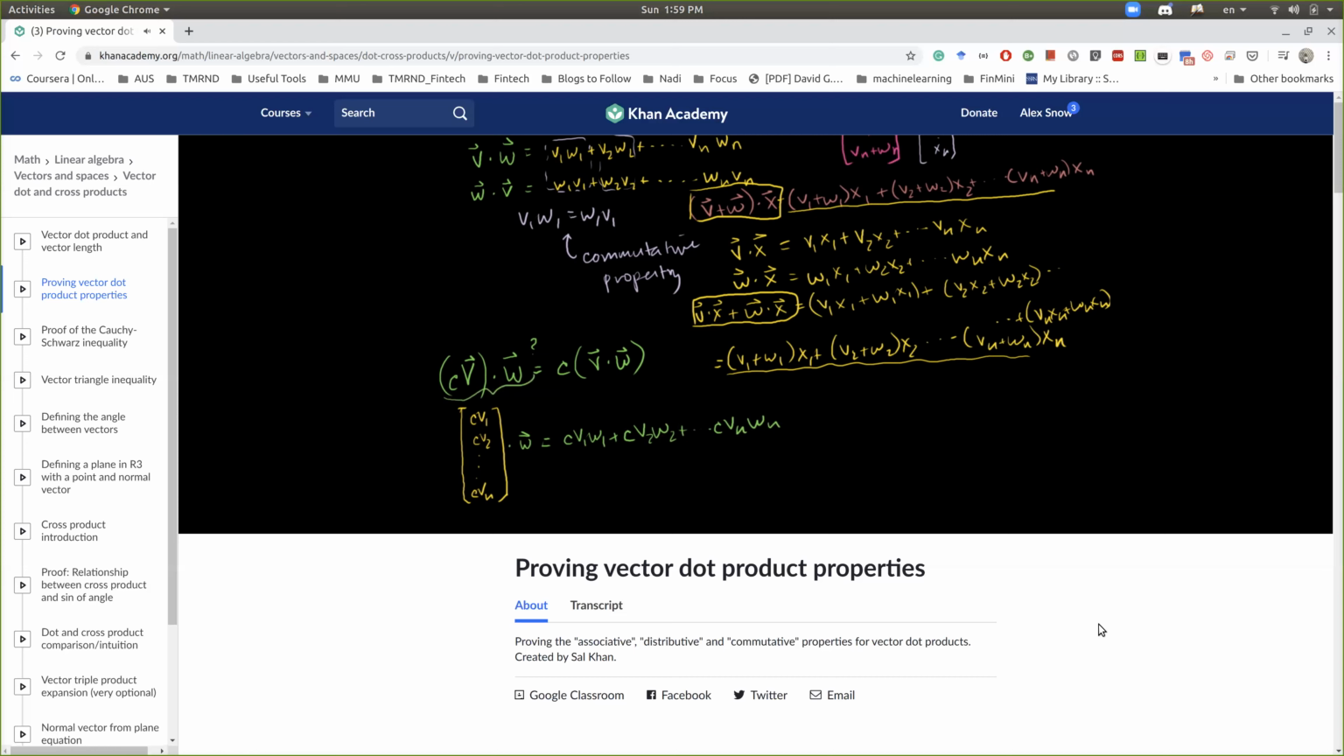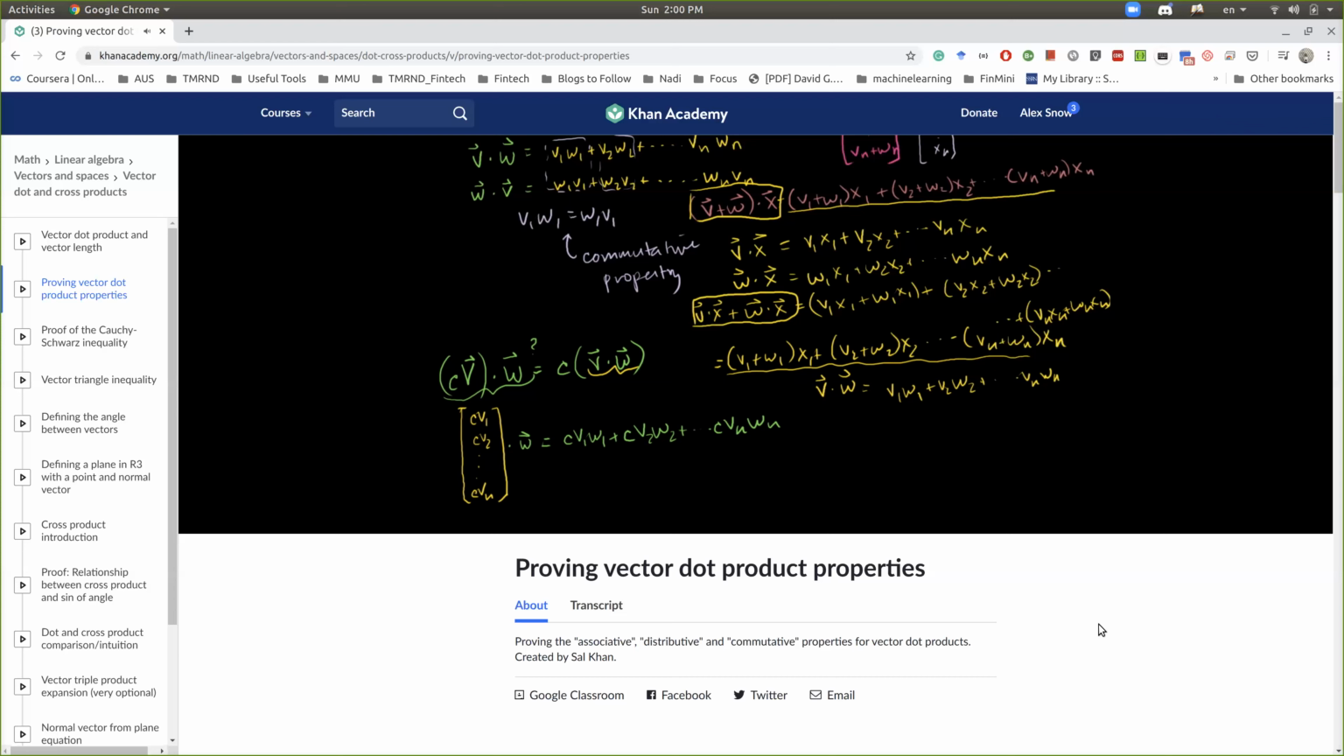Now let's do this side. What is v dot w? Alrighty, v dot w, we've done this multiple times. This is just v1 w1 plus v2 w2 all the way to vn wn. I'm getting tired of doing this, and you're probably tired of watching it, but it's good to go through the exercises. You know, if someone asks you to do this now, you'll be able to do this. Now, what is c times this?